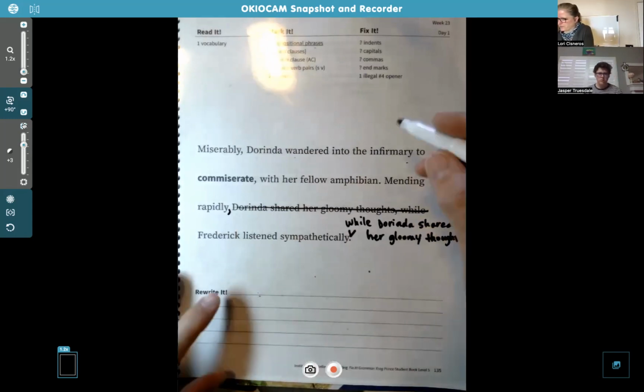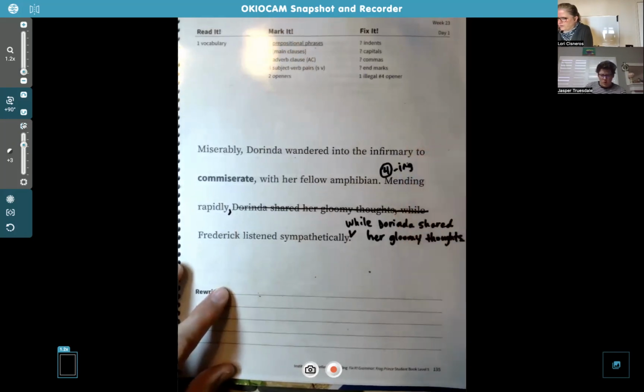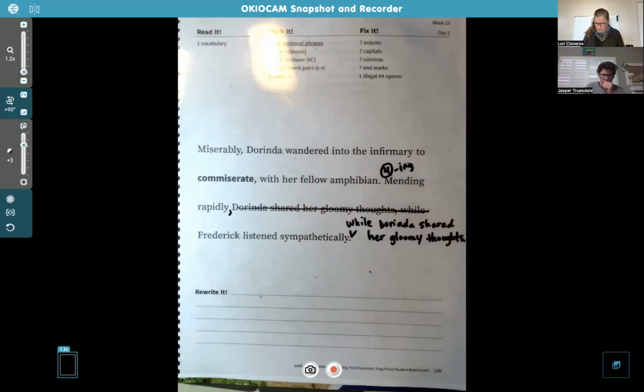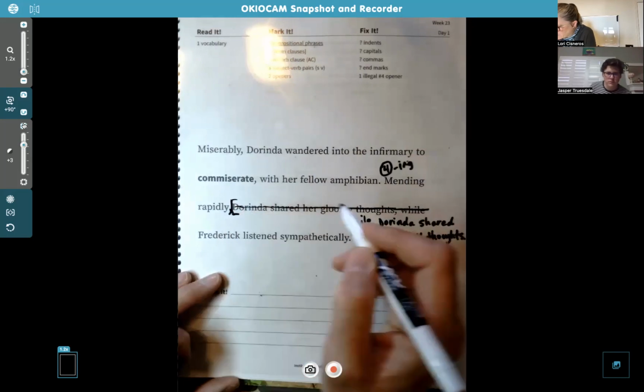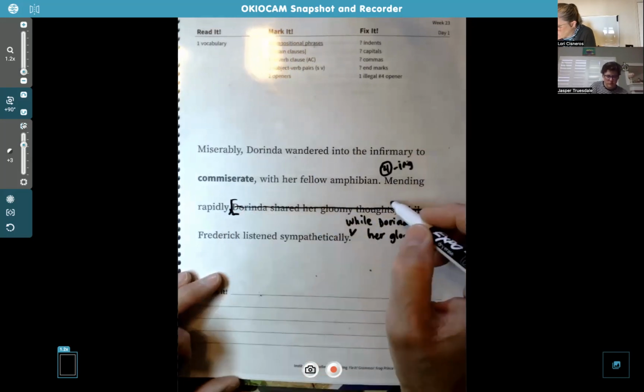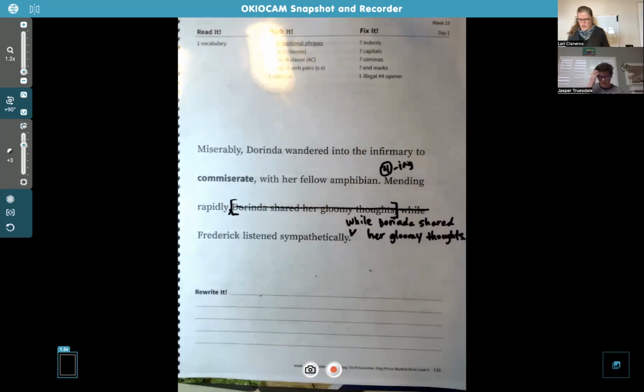So then this becomes a number 4 ing opener. By the way, just so you know, I'll give you this clue too. This is a main clause right here. Dorinda shared her gloomy thoughts. That's actually a main clause too. So we'll stick those brackets in there.